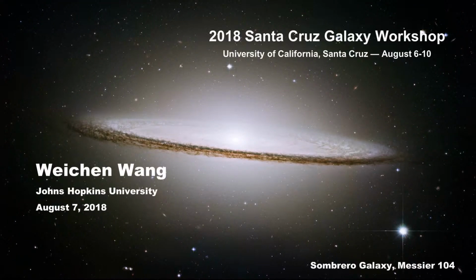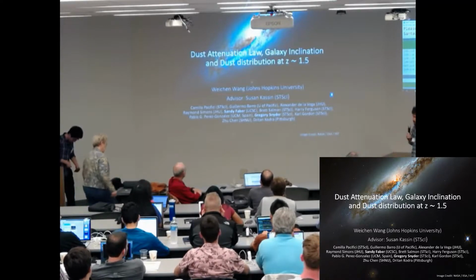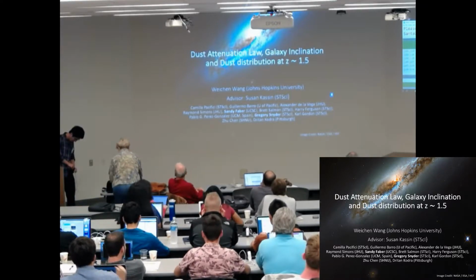So we'll continue on dust and dependence on inclination from Redshift 1.5.